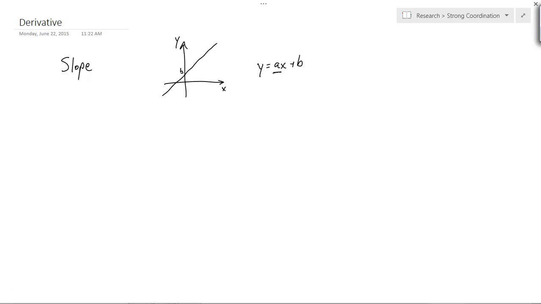Now, what is the slope? The slope is defined as the rise over the run. So, in other words, take any 2 points here. The run is this part.